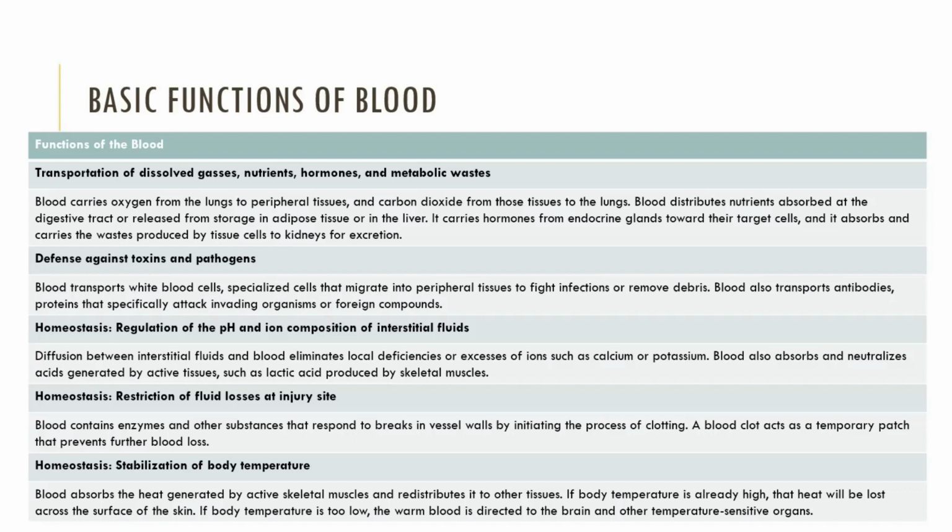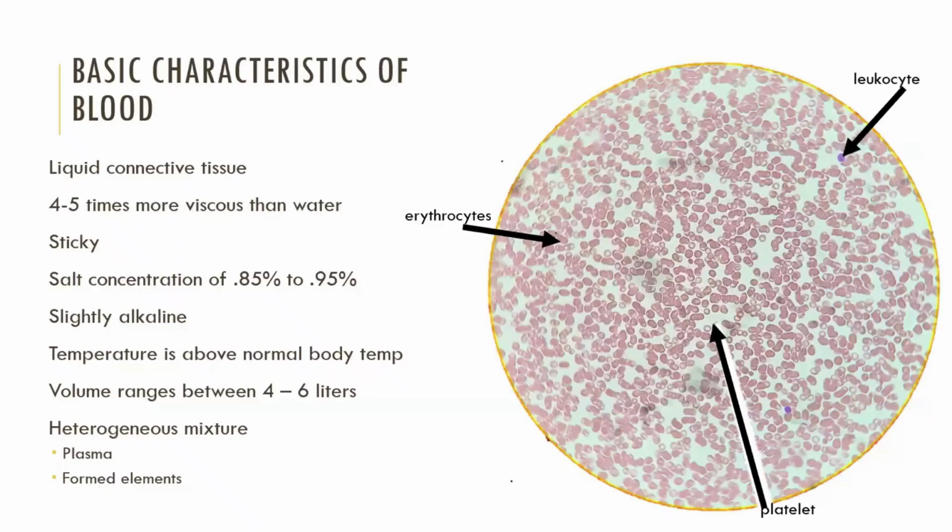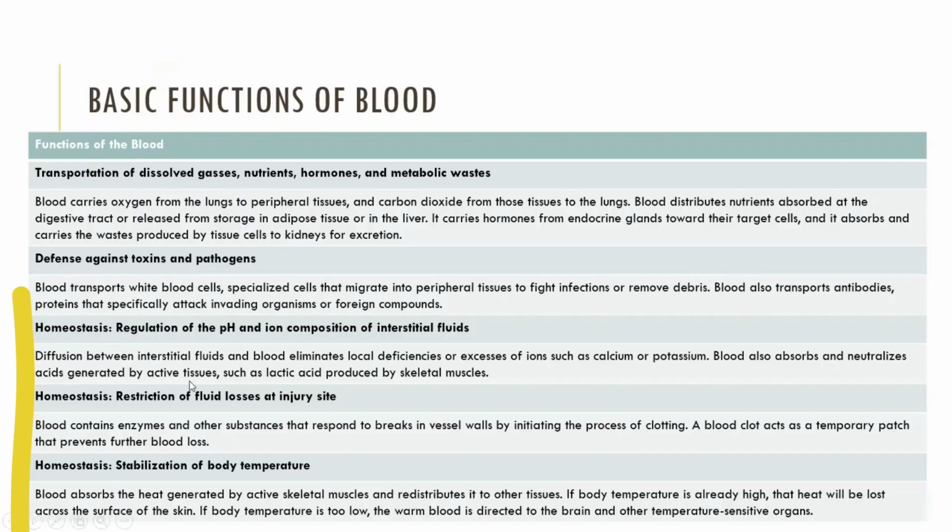In addition, blood's important in the maintenance of homeostasis, which you can see in these final few examples here. For example, it's focused on homeostasis via pH, ion composition, fluid loss at the injury site, as we mentioned, and then also in terms of stabilization of body temperature.